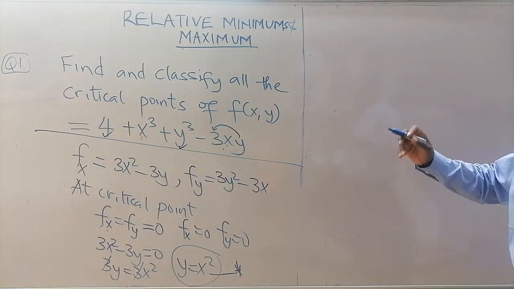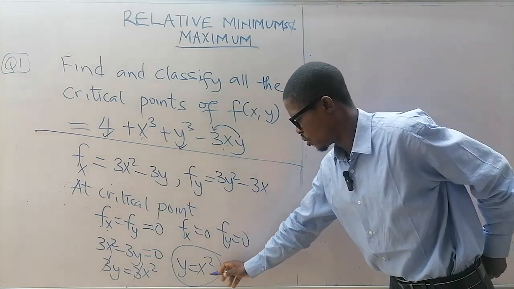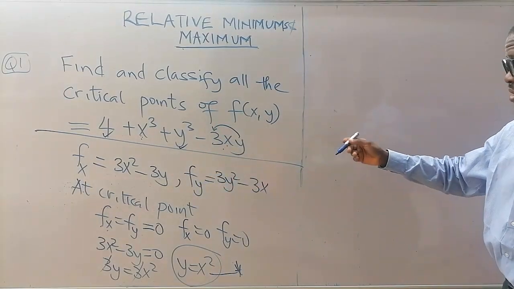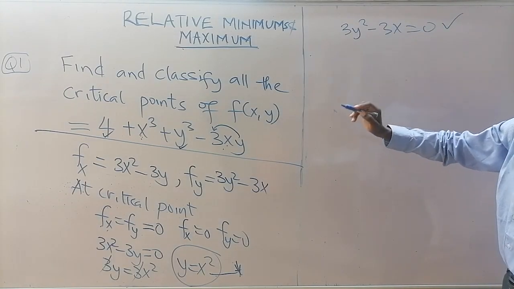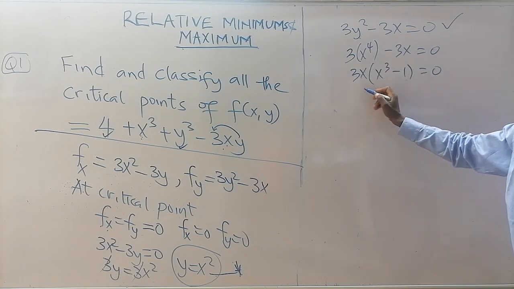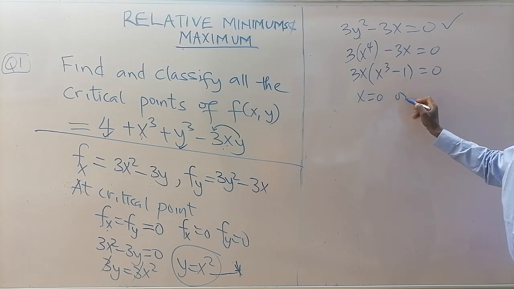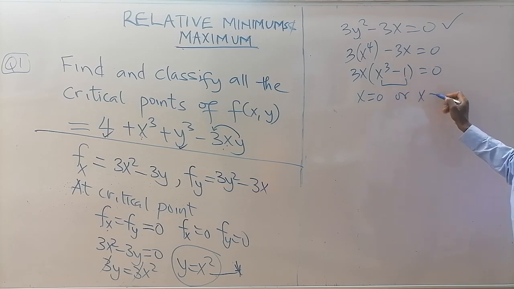So don't forget, we have 2 equations. Then plug this one into the second equation. This is the second equation we have, and anywhere you see y, you put x squared there. Then we can factorize. So from here we have x equal to 0, or x cubed minus 1 equal to 0, so x equal to 1. So that's what we have now.